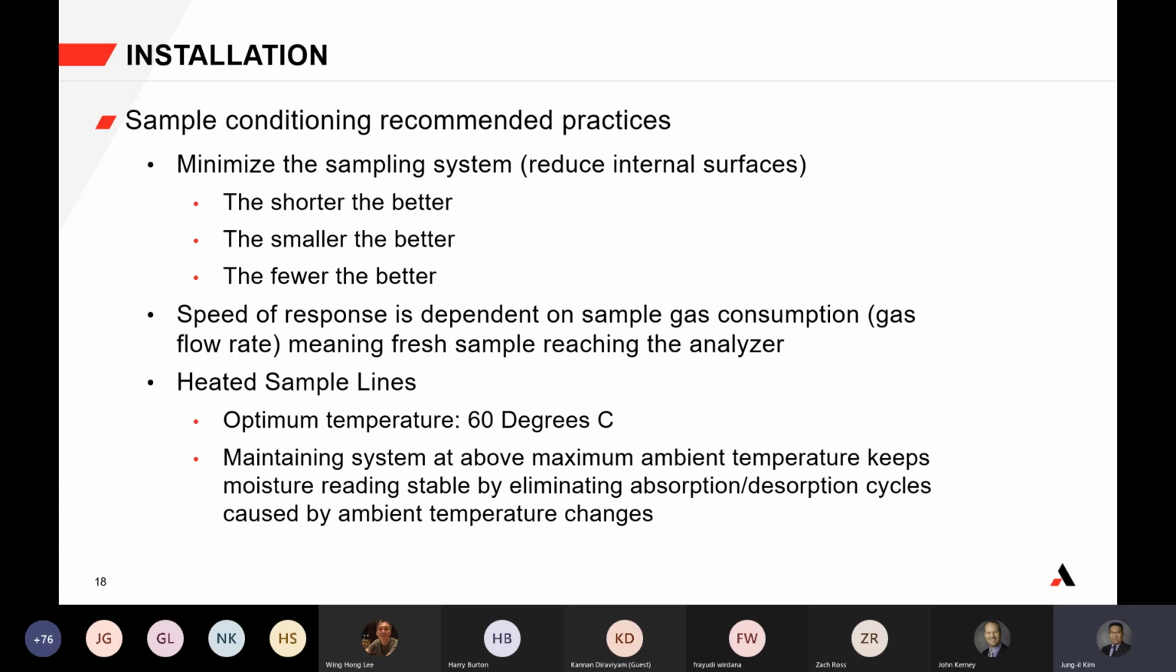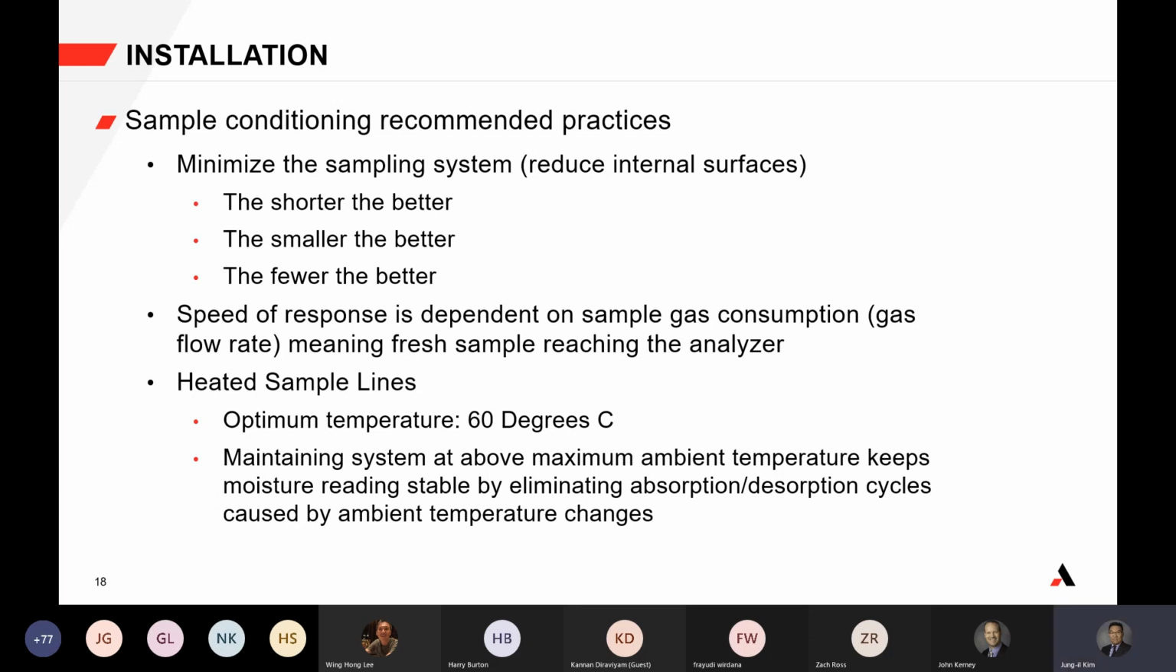The best practices in designing sample systems are minimizing the sample system by reducing the internal surfaces. This can be achieved by shortening the distance between the sample probe and the analyzer, making the sampling system smaller and fewer by using only necessary components and reducing the number of fittings. The speed of response of the sample system is greatly dependent on the sample gas consumption, or the flow rate through the sample system. So increasing the speed of response can mean wasting more sample gas.